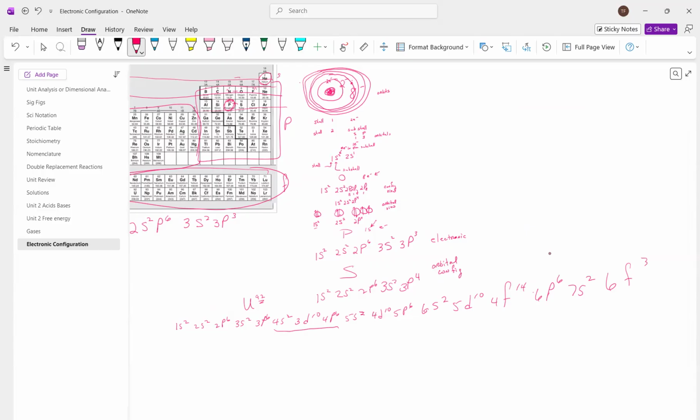So the 4 subshells. That's 7, 14. So it goes 3 subshells, 4 subshells, 7 subshells. Within the subshell, we have 7 orbitals.